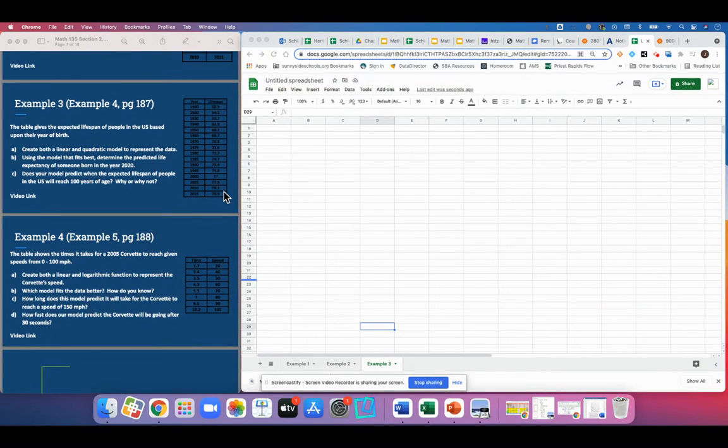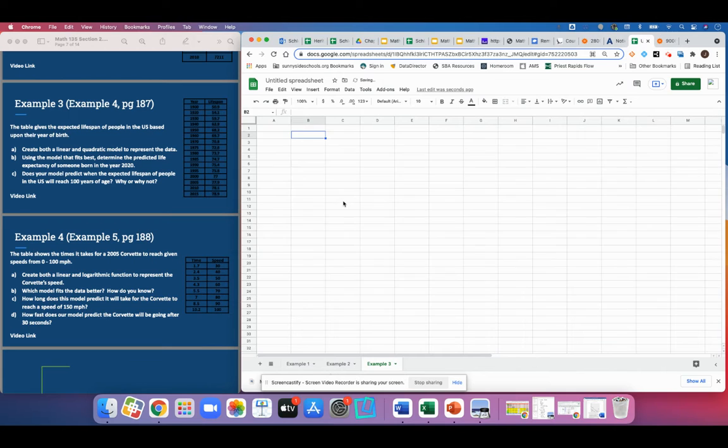Here we are with example three, and the table gives the expected lifespan of people in the US based upon their year of birth. So we're asked to create both a linear and quadratic model to represent the data. So rather than typing these all in by hand, I'm not going to do that at all. We're going to copy it. We're going to paste it over here into our spreadsheet.